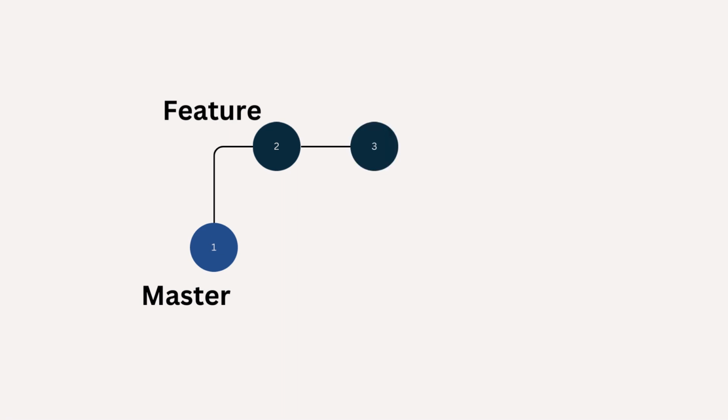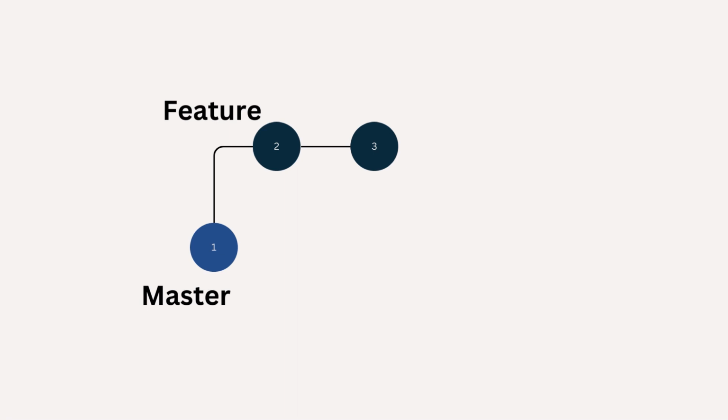So let's say I have a master branch, and in order to add my changes, I'm going to create one feature branch, and in that feature branch, I'm going to make some changes. Let's say commit 2 and 3 are added as part of my change.